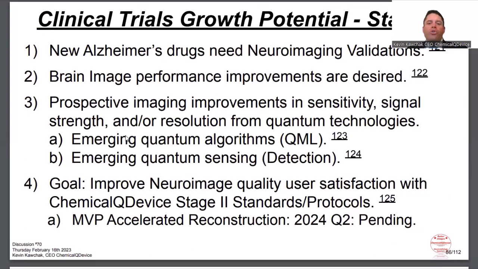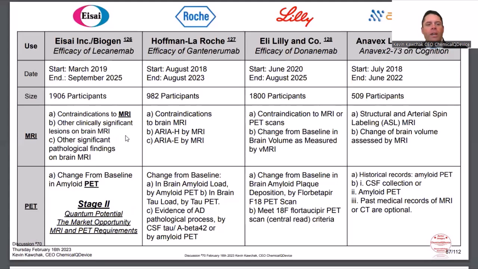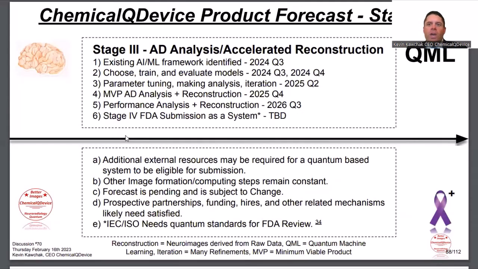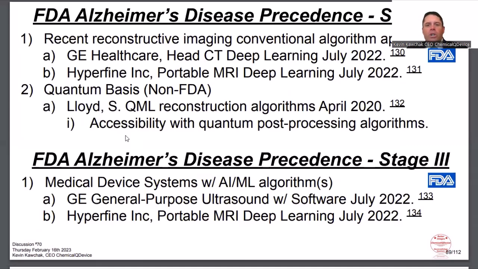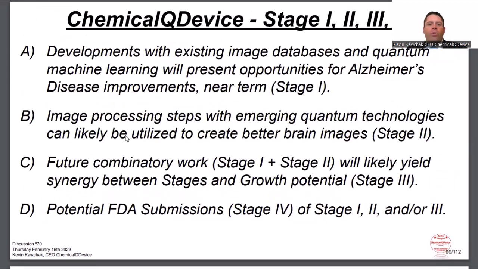And then here you go, clinical trials. With this one, there are so many MRIs and PETs that are required. The patients are taking new drugs, and then you need to observe them by imaging. So imagine better images being required in quantum sensing, and then chemical Q device more on the software side of things. Now, stage 3 is this combination between Alzheimer's disease analysis and reconstruction. And then here's the precedence between all these, stage 2 and stage 3. Stage 3 is more like full systems.